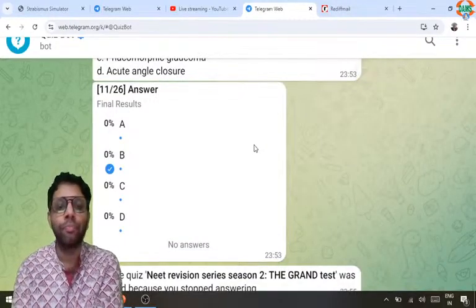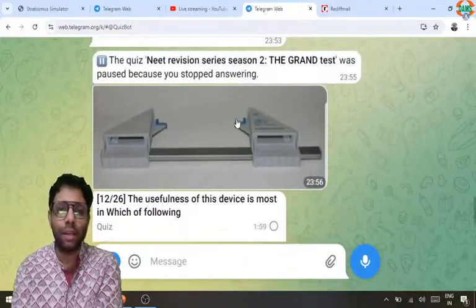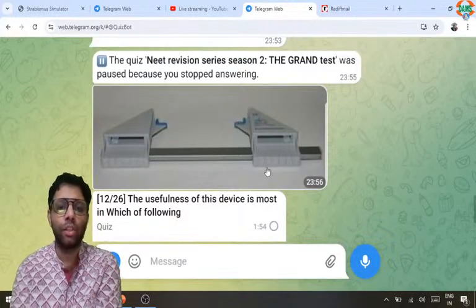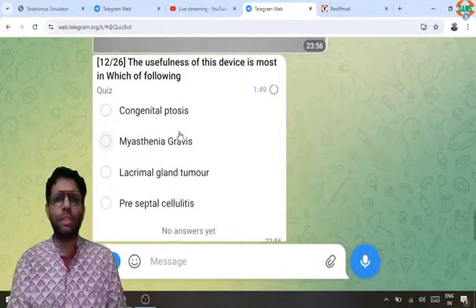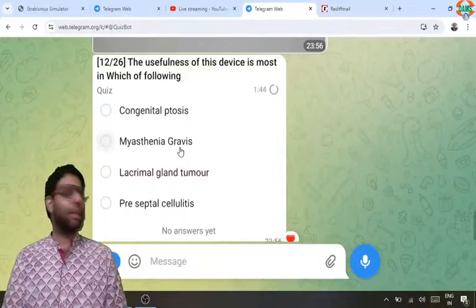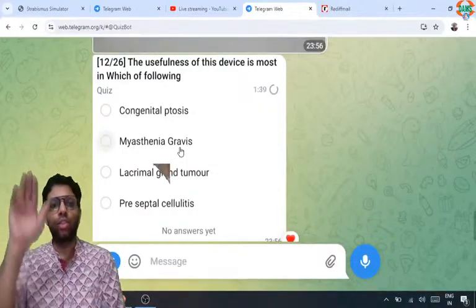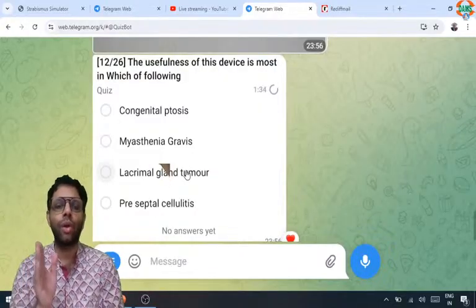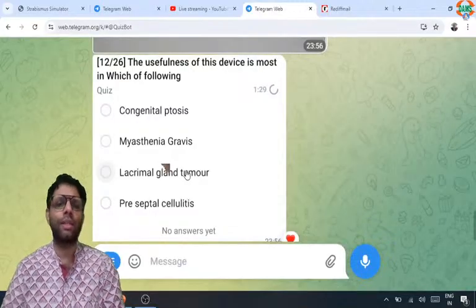Okay, let's resume the quiz. Now, this device again is a previous year question, is a Hertel's exophthalmometer. The usefulness is mostly in proptosis, ptosis and myasthenia. Congenital ptosis and myasthenia gravis both have ptosis. Myasthenia gravis, the most important eye feature is ptosis. Ptosis is drooping of the upper eyelid. Lacrimal gland tumor is the answer because that is causing non-axial proptosis. This can be used for axial, non-axial, yes. Who said it is only for axial? It can be for non-axial as well.